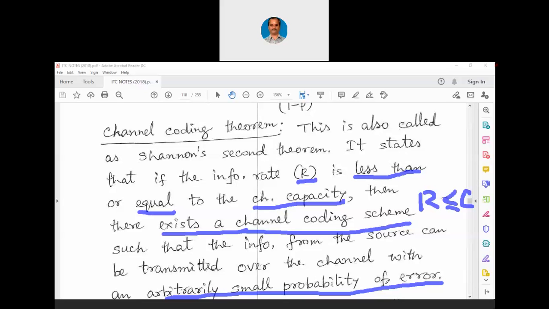Let me tell you a real life example. R must be less than C. The information rate must be less than the channel capacity. For example, in Bengaluru city, people keep traveling in BMTC buses and in metro trains. Imagine that this BMTC bus is a channel, and the metro train is a channel. Now the capacity of the bus is, let us say, 50 plus 2: 50 passengers plus driver and conductor.